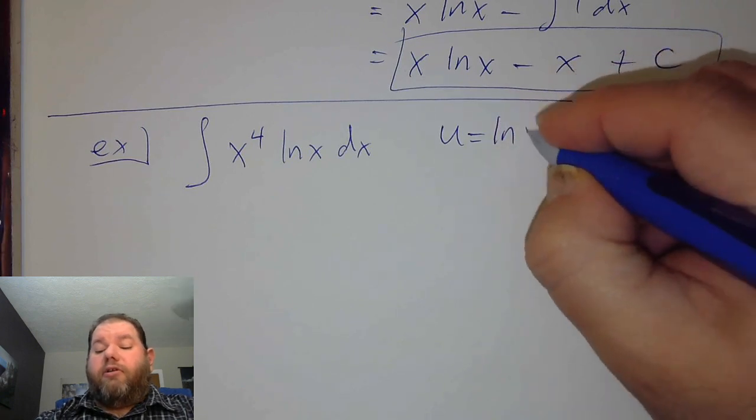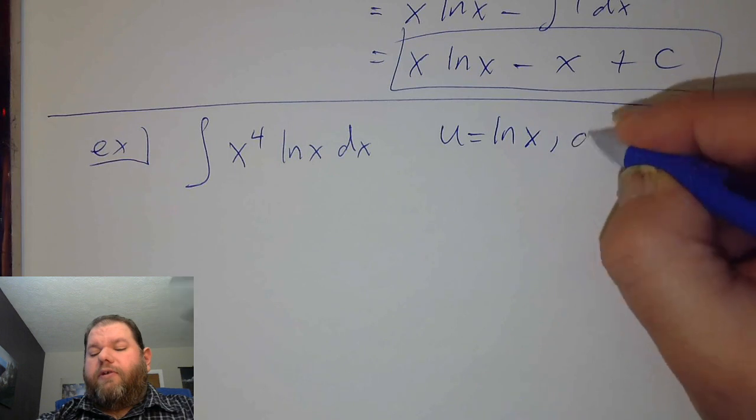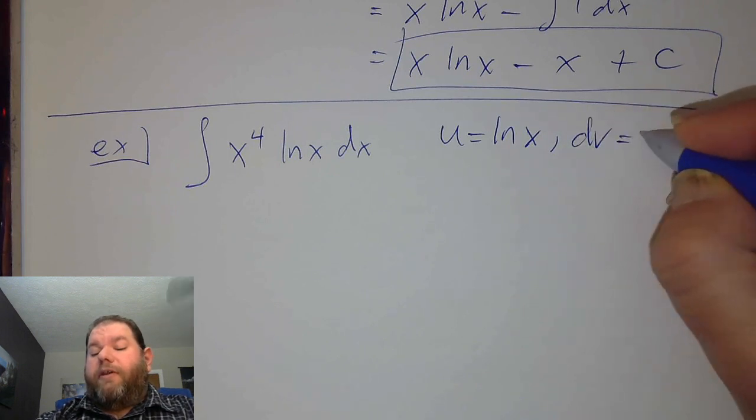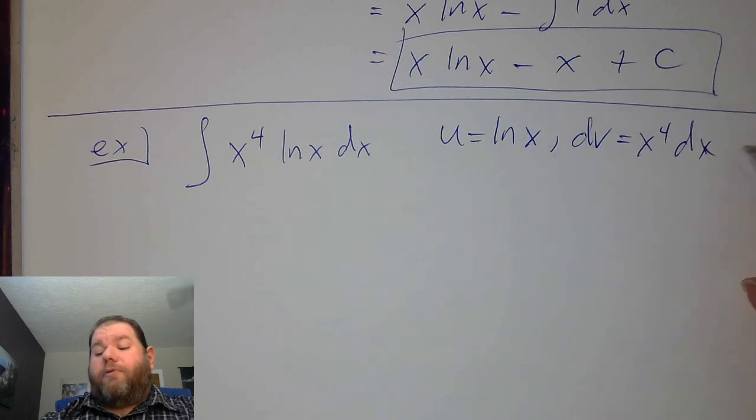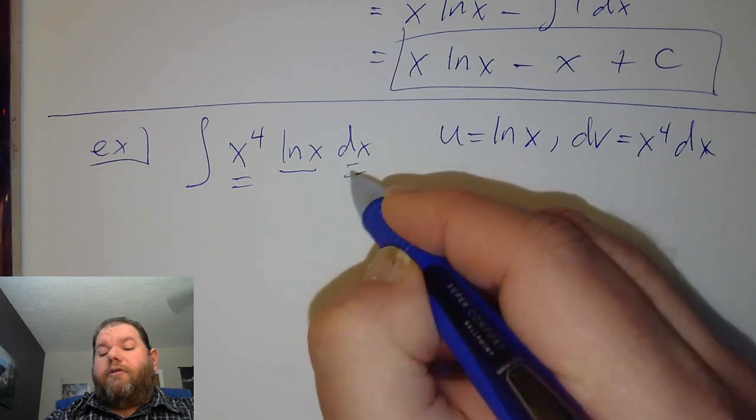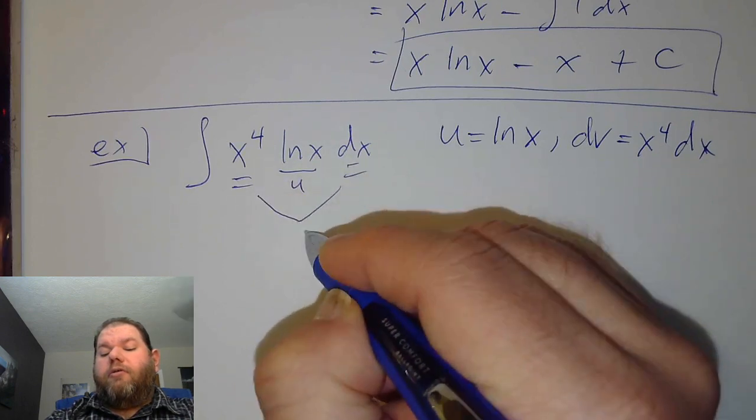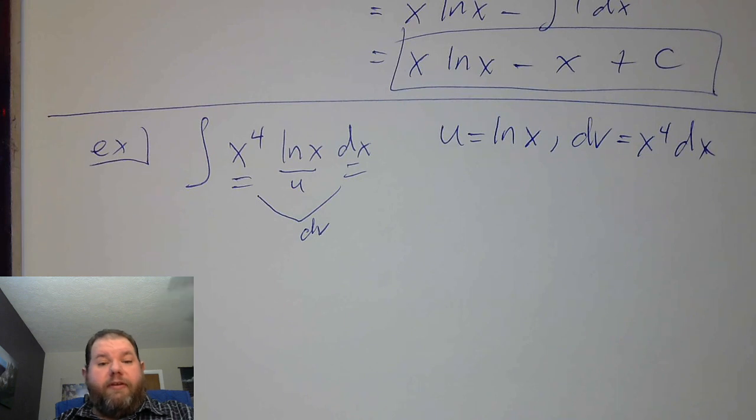Because we're going to let our logarithm be our u, because that certainly is what we would choose first. And then our dv would be the x to the 4th dx. That is the other part of what's here. So we have our u, and then we have our dv. Everything that's in the original integral should be a part of one or the other of u or dv.